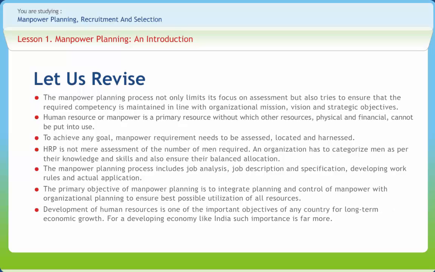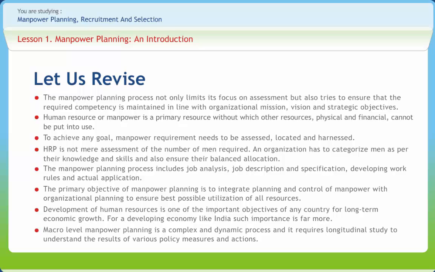Development of human resources is one of the important objectives of any country for long-term economic growth. For a developing economy like India, such importance is far more. Macro-level manpower planning is a complex and dynamic process, and it requires longitudinal study to understand the results of various policy measures and actions.